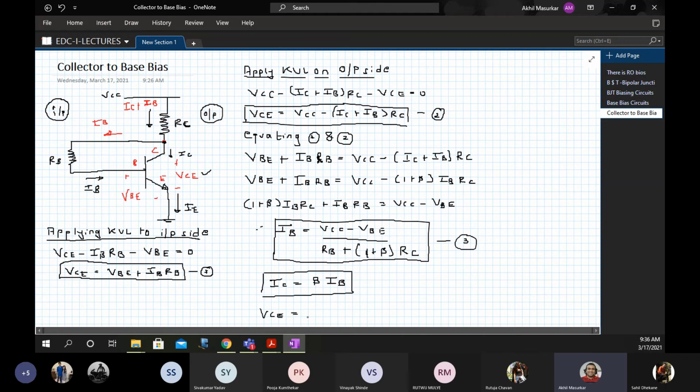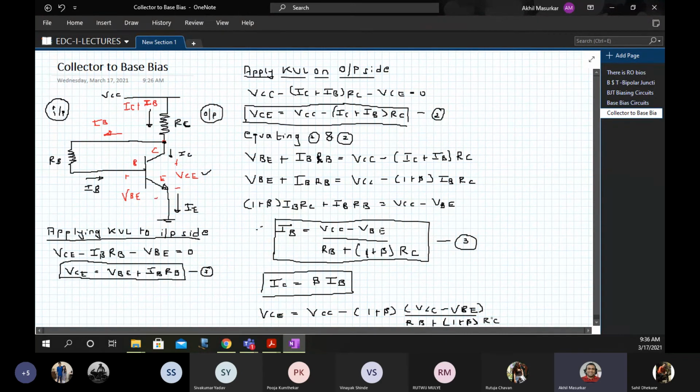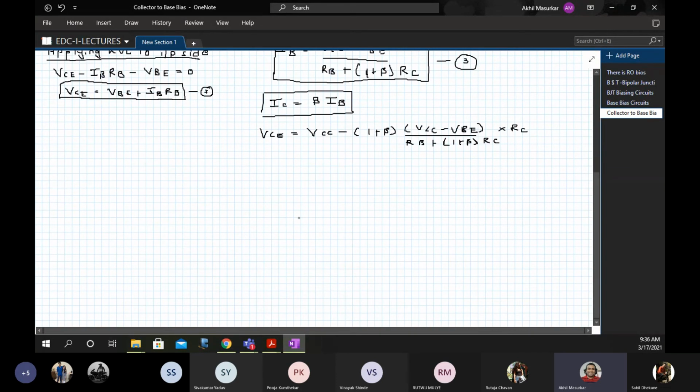VCE is equal to VCC minus 1 plus beta times IB. IB is nothing but VCC minus VBE, this entire thing upon RB plus 1 plus beta times RC, into RC. So this is the way to calculate IB, IC and VCE.